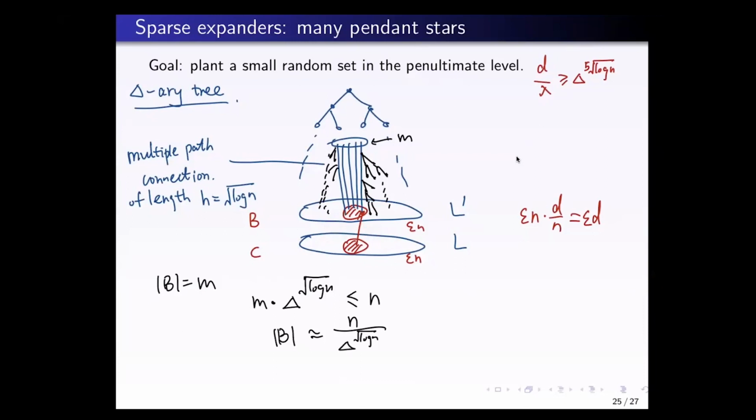Because anyway, we are not in the optimal case. If D is really a constant multiple of lambda, then we can only control sets of size epsilon n, like linear size, right? But we can control a little bit more. But that's not the problem. The problem is we can only do this reconstruction or multiple path connection with height root log n.